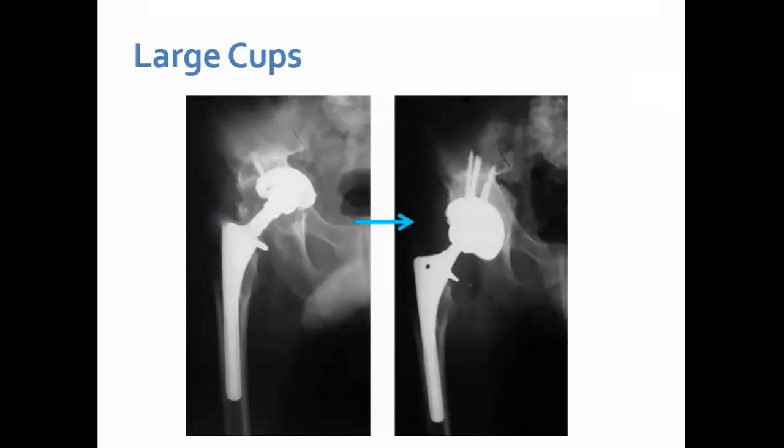Again, the same situation. A large cup was used in this situation. The old cup was removed, and the larger one was used against the healthy bed of acetabular bone, and the medial defect was grafted.